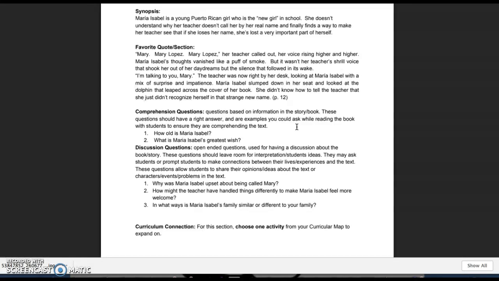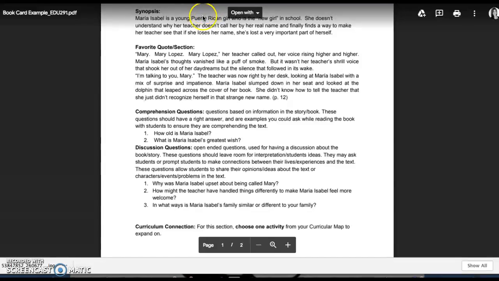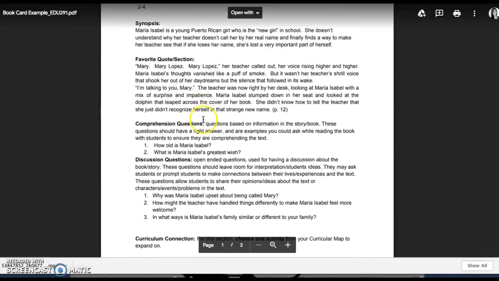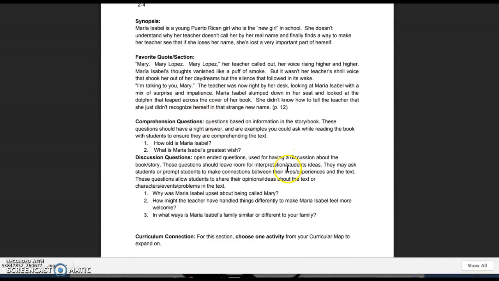So this would be, do your students understand the book and what is happening? Are they comprehending it? So some examples might be, how old is Maria Isabel? And they should be able to tell you that. What is Maria Isabel's greatest wish? Well, that would have been really obvious in the book. So they should be able to tell you that based on the fact that they've read it.